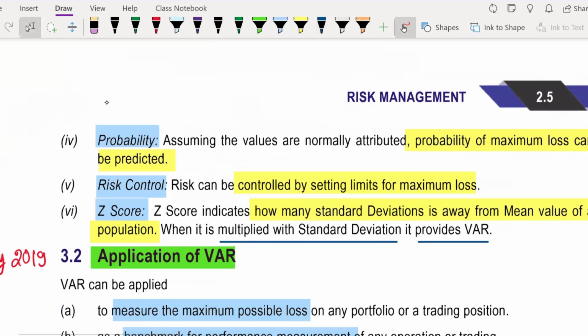The fourth feature is it is just a probability. It is a prediction of how much loss can happen. It is not certainty, it is a probability. The fifth feature is that it is a risk control measure, that you can set limits on how much maximum loss you want to go for. If you know at the start itself that this is the maximum loss that you can make in 1 month, then you can take such controls accordingly for the risk. And the final is Z-score. Z-score is also what we are going to use in the calculation of value at risk. When we are doing the practical problems, you'll understand that.